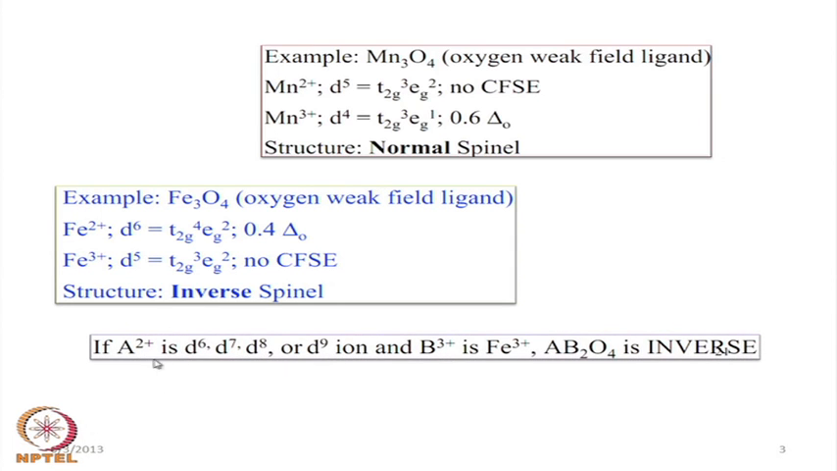So, the thing is that if we have M2+ as a d5, d7, d8 or d9 ion, and the trivalent ion is Fe3+, it will result in an inverse spinel. The inverse spinel structure results if we have a mixed metal ion system, such as an iron based spinel, and if the iron is Fe2+, the d6 ion also gives rise to the inverse spinel structure. But in the case of other metal ions, apart from these four, we have the normal spinel arrangement.